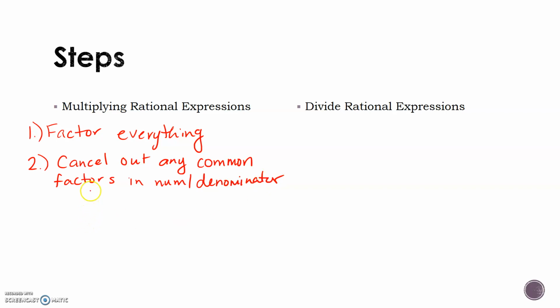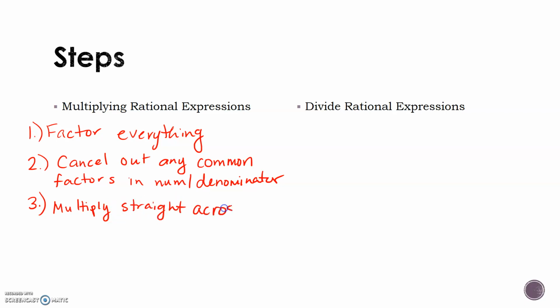So one of the factors has to be in any of the numerators, the other one has to be in any of the denominators. That's the only time that you can cancel out factors. Make sure you're crossing out factors and not terms. The last thing that you'll do is to multiply straight across.